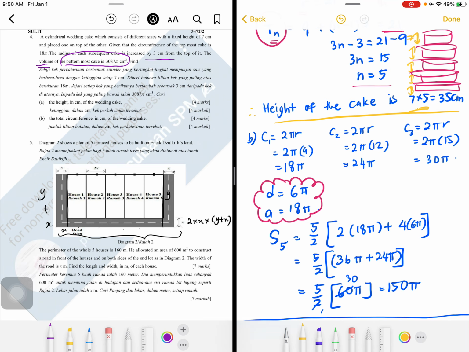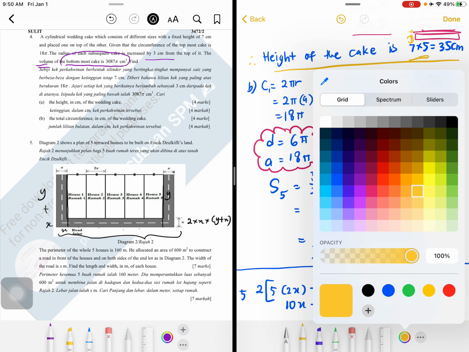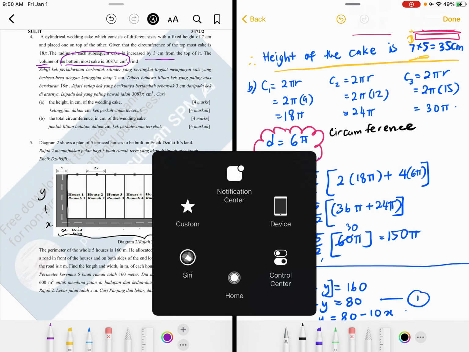Okay, so soalan B. So the total circumference in cm of the wedding cake. Nak cari berapa circumference of wedding cake kan? Total dia. So ada 5 cake. Kita nak cari berapakah ukur lilit untuk setiap cake tu, sehinggalah semuanya nak tambahkan kan. This is not the same as the first one just now. Yang tadi kita cari radius. Yang ini pula we are focusing on the circumference of the cake.